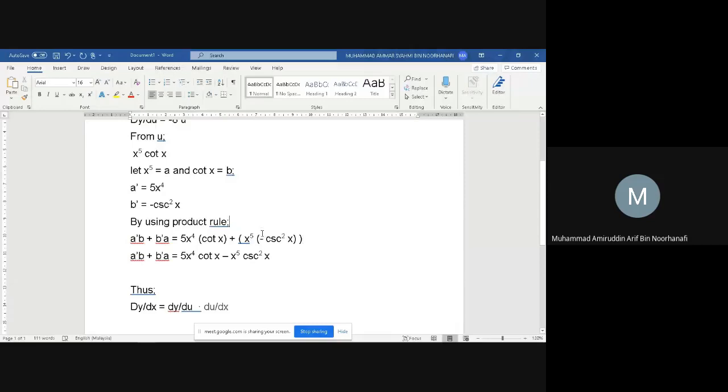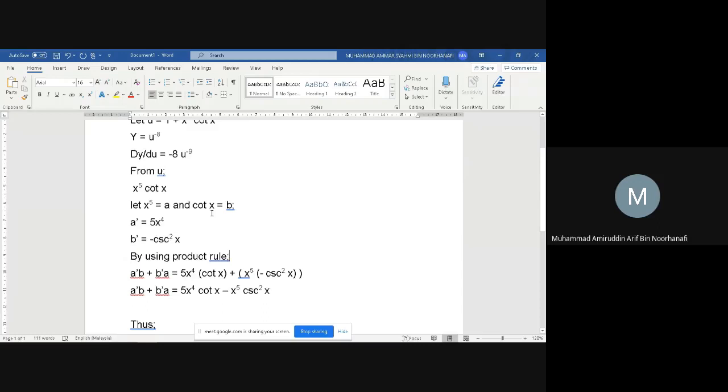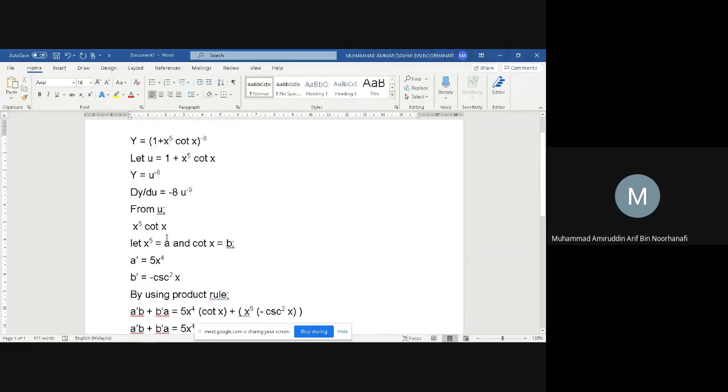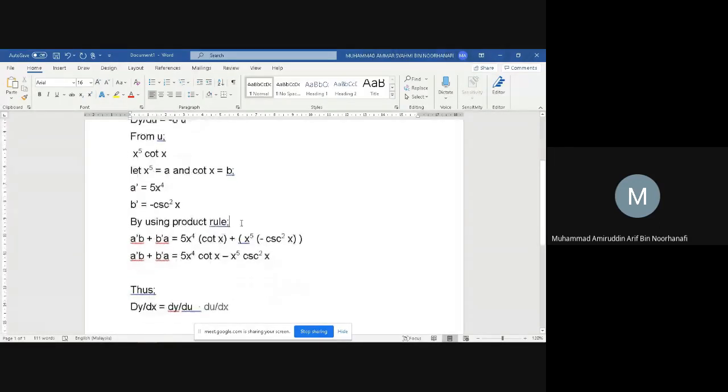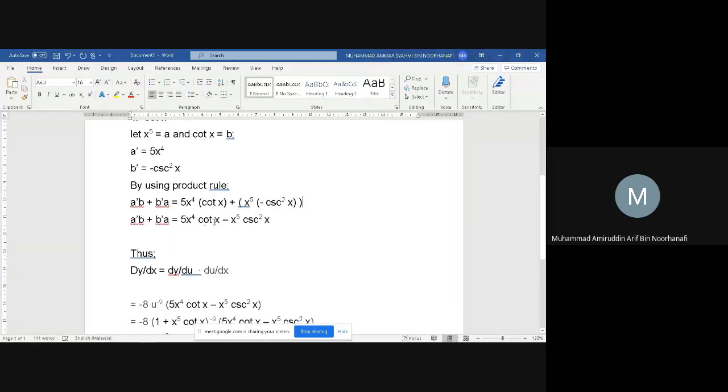Okay, my bad. So by using product rule, we know that it is a prime times b plus b prime times a. We already have our a prime, b prime, as well as a and b. So we just plug in the numbers according to the product rule formula, and you will get 5x to the power of 4 cotangent x minus, because here we have negative cosecant squared x, when you expand it, x to the power of 5 cosecant squared x.